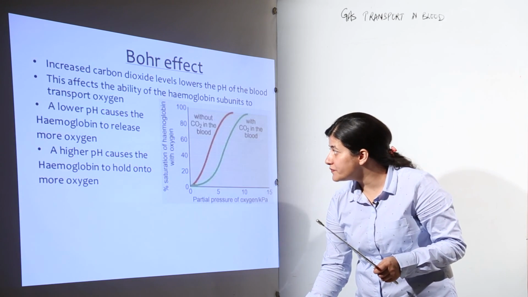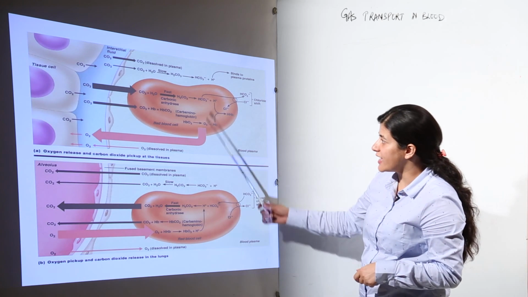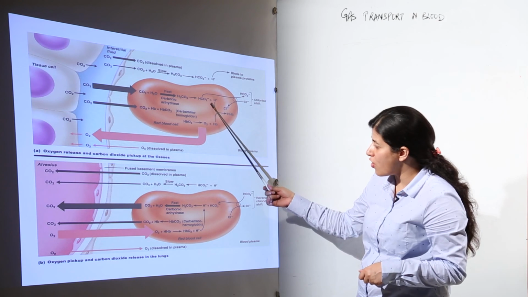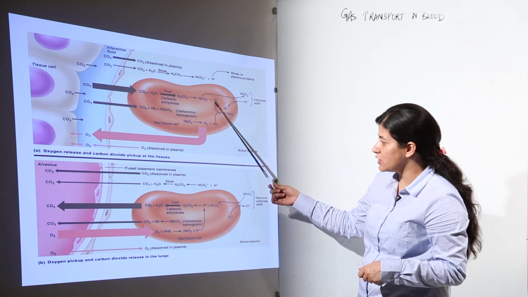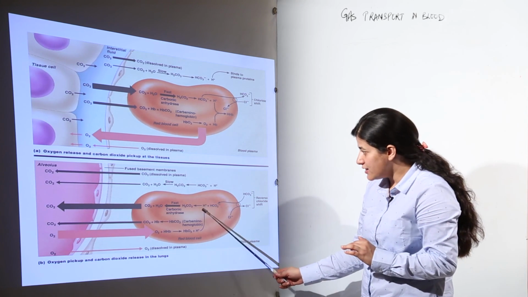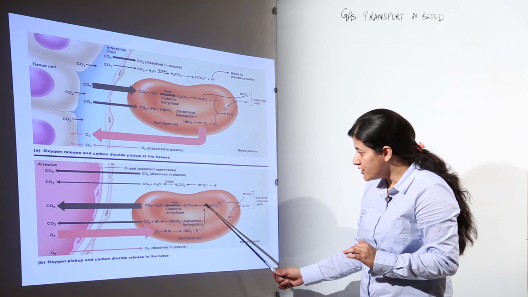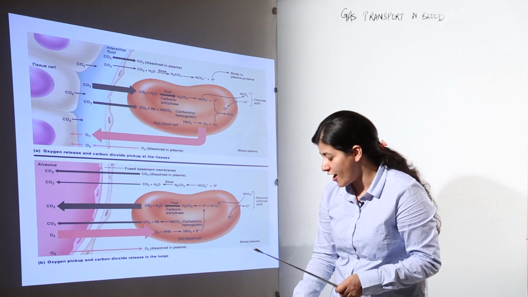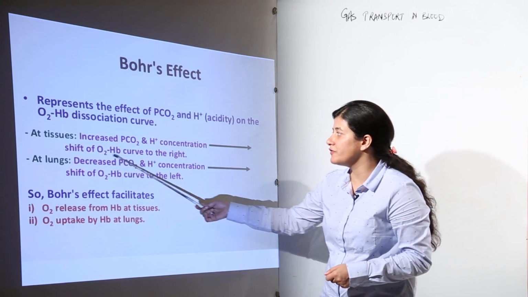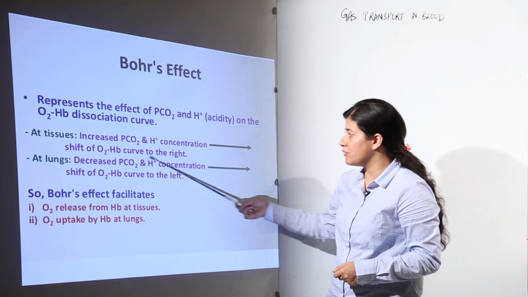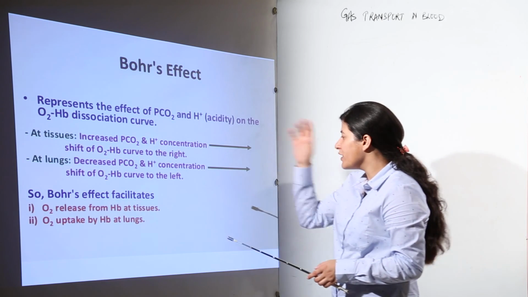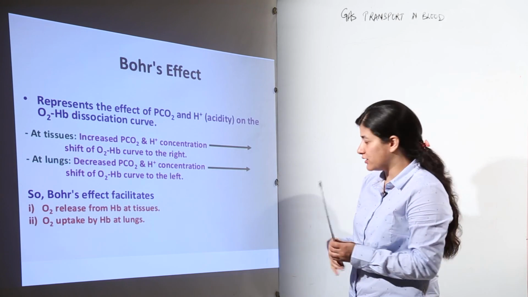Going back, see this. At the site of tissues, there is more concentration of protons, as you can see over here. Okay? No, I am sorry, we are talking at this site. There is more concentration of CO2, there is more concentration of hydrogen ions. So what would happen? There would be a shift of the oxygen hemoglobin curve to the right. I am sorry, I have misplaced something. See this, at tissues and at lungs we are considering.